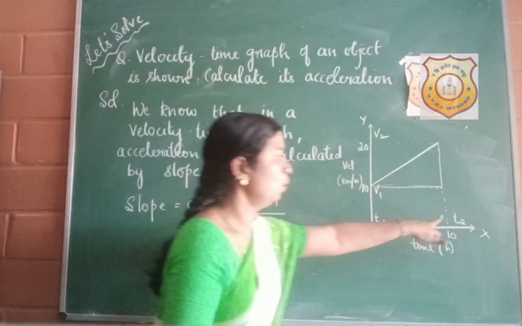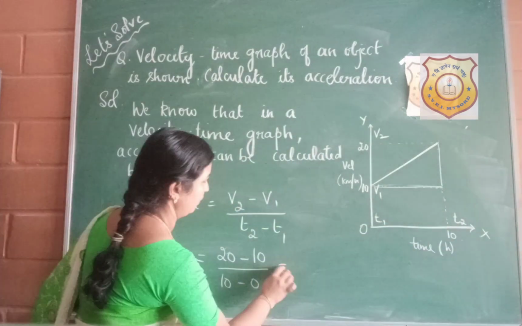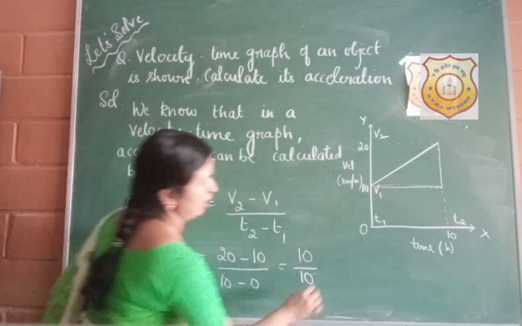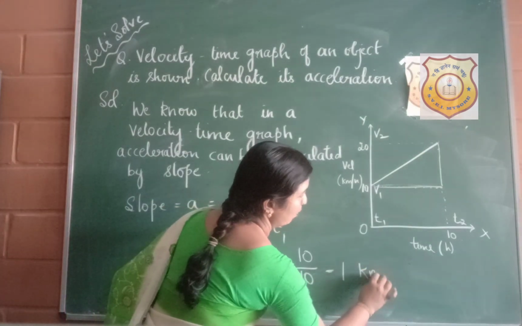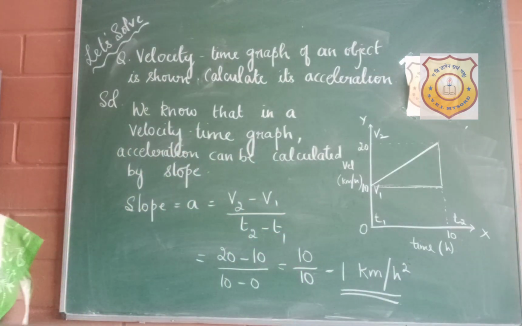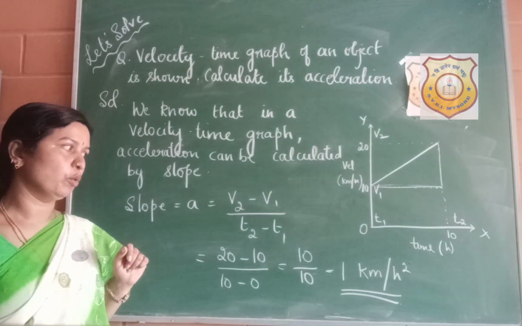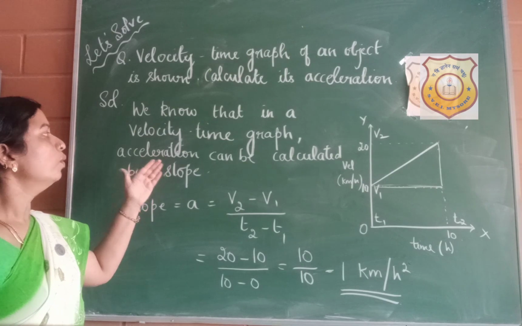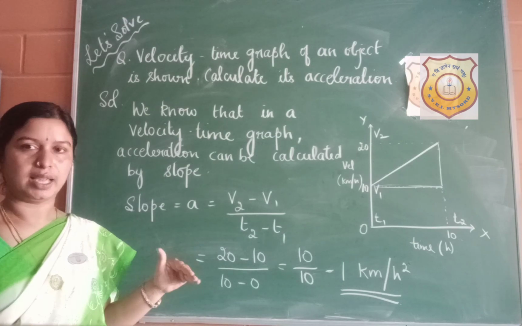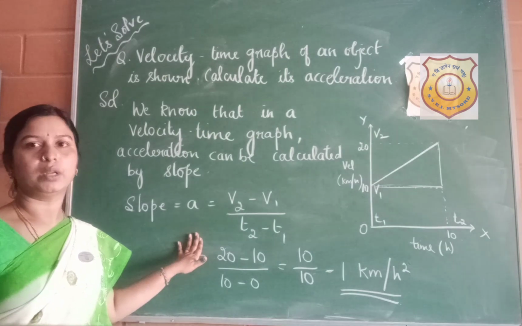What is the value of t2? 10, and t1 is 0. So it is 10 by 10, which is 1 kilometer per hour square. So the acceleration we have calculated using this graph, and the value is 1 kilometer per hour square. Now even if you convert v2 and v1 to meter per second and then calculate the acceleration, that is also correct. This can also be calculated this way.